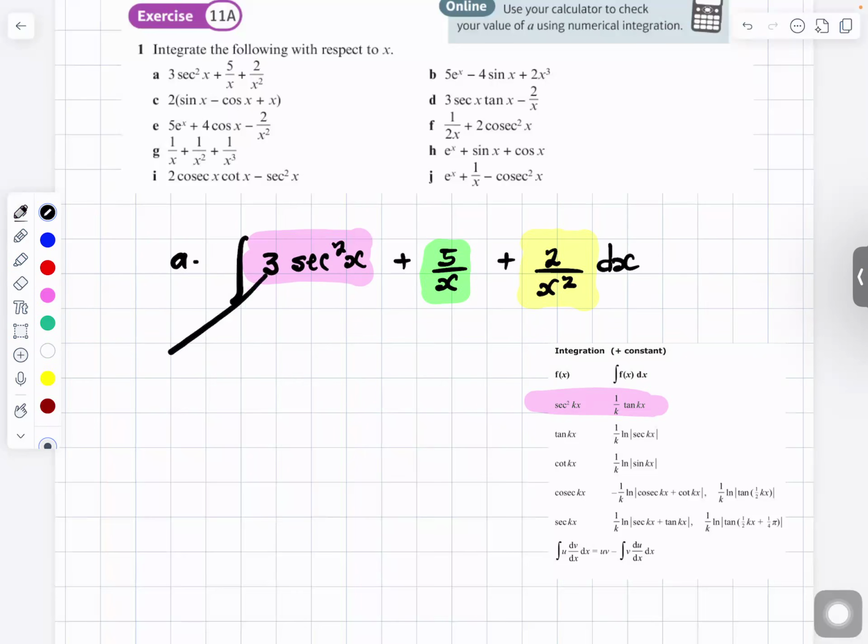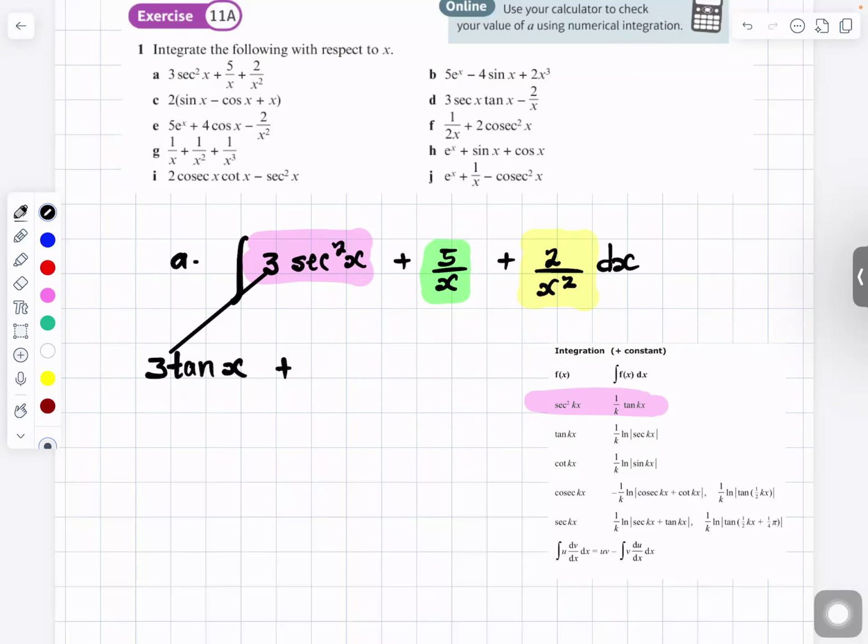So this 3 is a number, the 3 stays the same. You don't change the 3. Keep the 3 the same. The integral of sec squared x becomes tan x. So you just copy that from the formula book. It becomes tan x. So we have done the pink one.